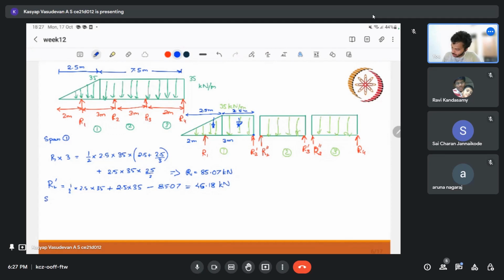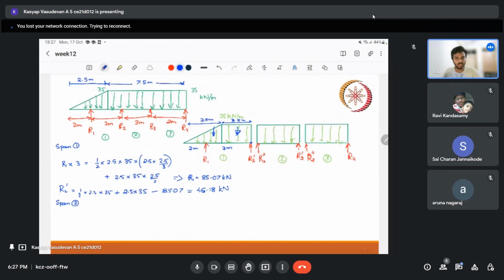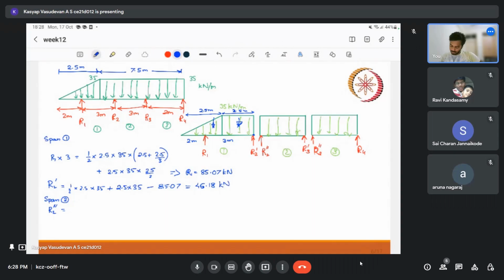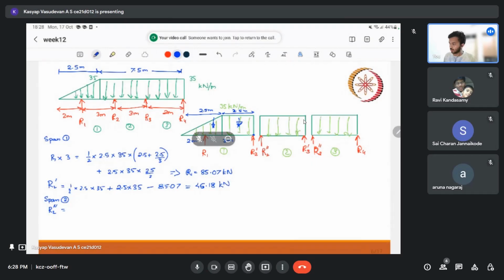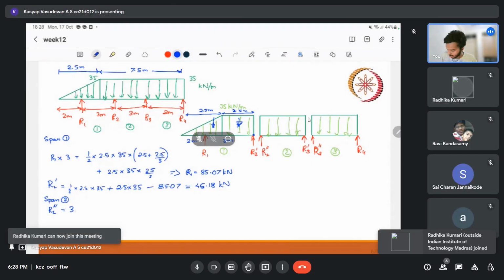Now for span 2, it's very simple. It's a UDL, so throughout the length it's the same, and we can divide it by half. Remember, this analysis is very simplistic. We are assuming a lot of things. We cannot just split these beams like that, but it's fine. In the second span, we have R2 double dash and R3 dash, and we can just divide it by 2.